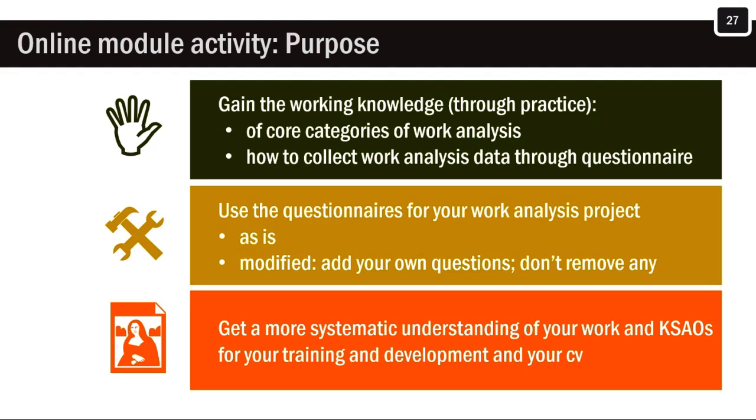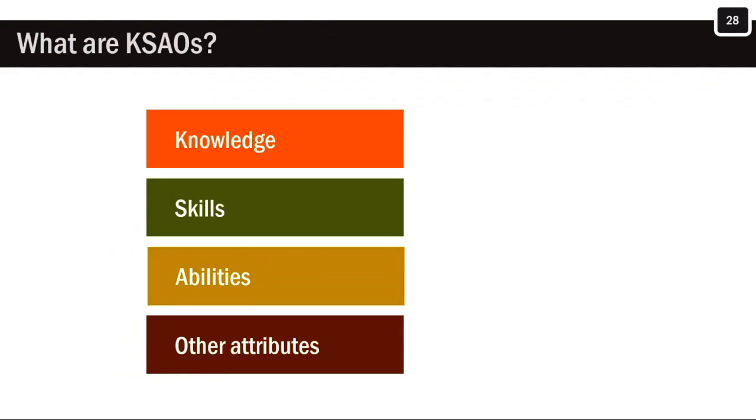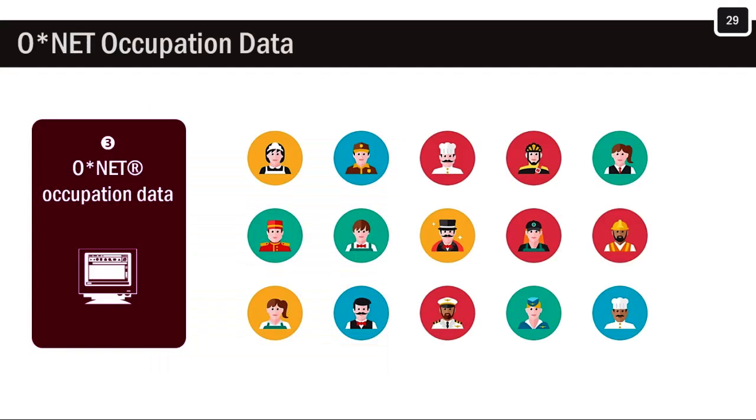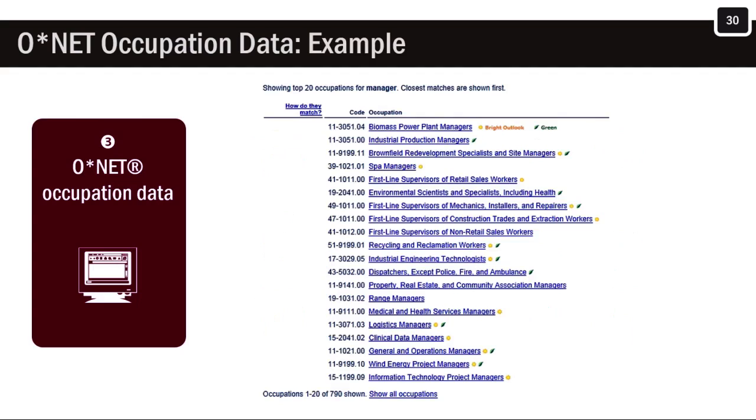By the way, the literature employs the abbreviation KSAO quite frequently. And KSAO stands for knowledge, skills, abilities, and other attributes. Now, going back to our journey through the O*NET, let's now look at the O*NET occupation data. O*NET really does provide data on any occupation you can think of. For instance, if you search for managers, you literally get hundreds of occupations that have manager in the title, from spa managers to wind energy project managers.